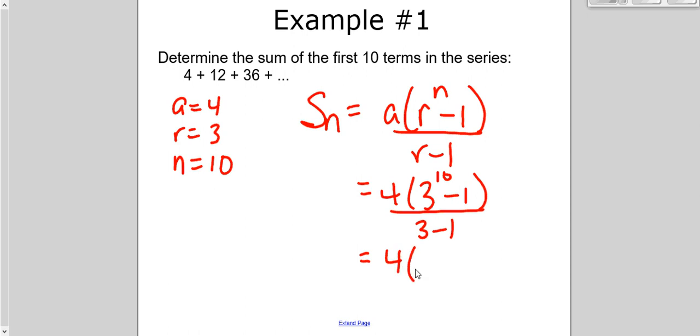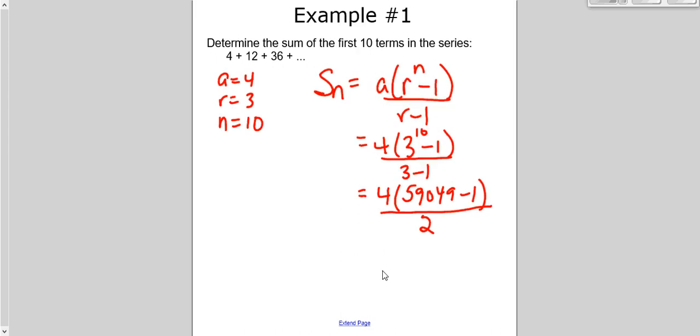3 to the exponent 10 is where I'm going to begin. So 3 to the exponent 10 is 59,049. And then I'm going to subtract 1 from that. But just to show all my steps here, 59,049 minus 1 all over 3 minus 1, which is 2. So I'm going to subtract 1 from that and then times it by 4 and divide by 2. And I get 118,096.